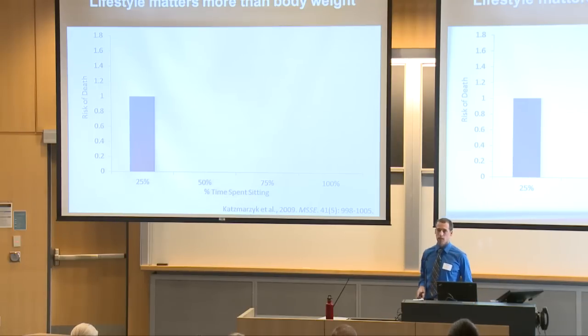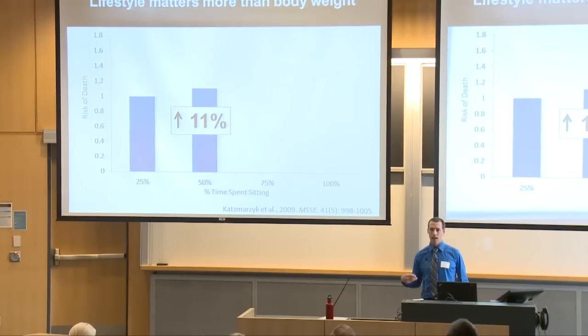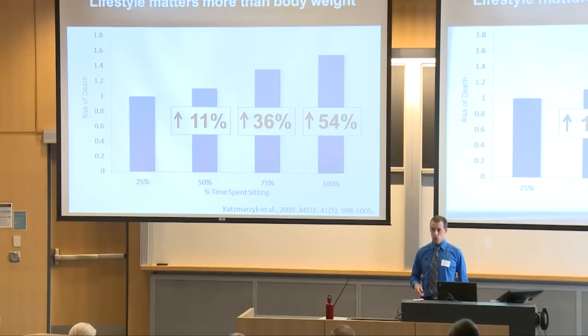They had the lowest risk of death, followed by people who sat about 50% of the time, who had an 11% increased risk of death. People who sat 75% of the time had a 36% increased risk of death, and those who sat pretty much all the time had a 54% increased risk of death. And what's interesting is that this was independent of body mass index, of smoking, of other behaviors. So whether or not you're skinny or overweight doesn't matter so much if you have these bad behaviors. It's really important to focus on the behaviors rather than getting too caught up on your body weight.